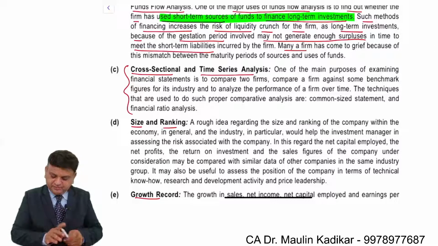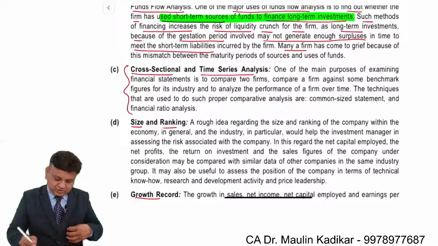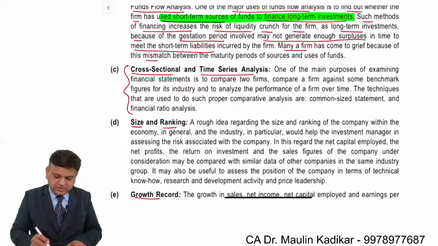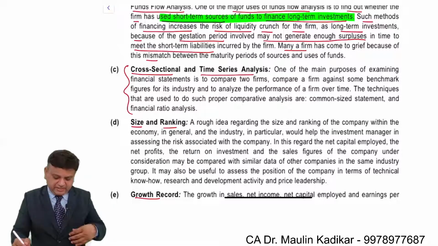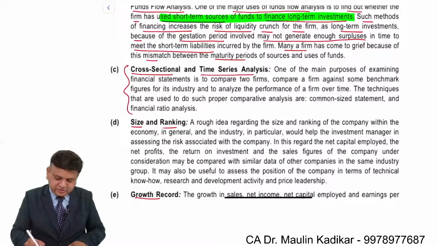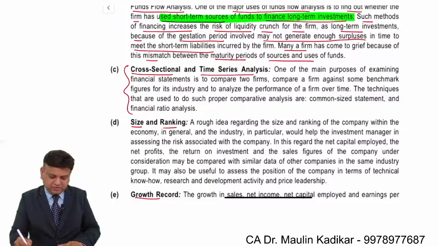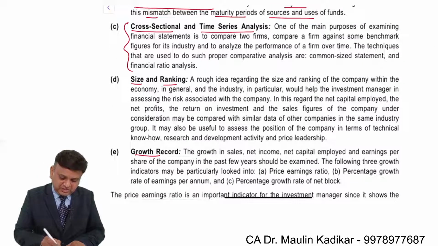Many a firm has come to grief because of this mismatch. Grief means they will be stuck and go into liquidation, in simple language, because of the mismatch between the maturity period of the sources and the uses of funds. Cross sectional and time series analysis.